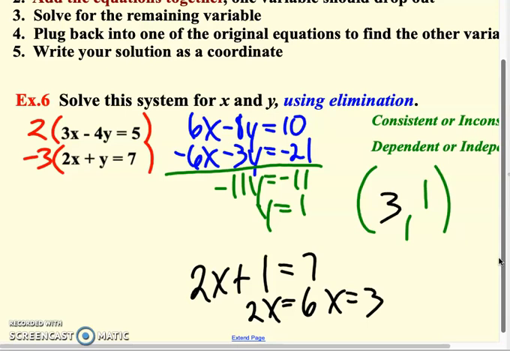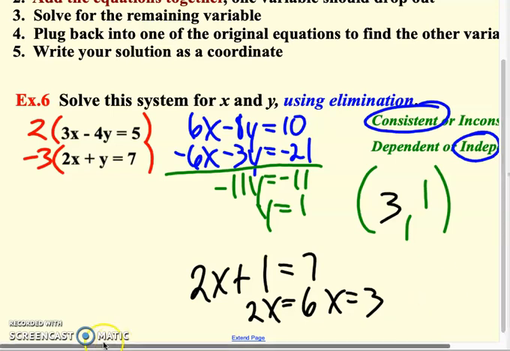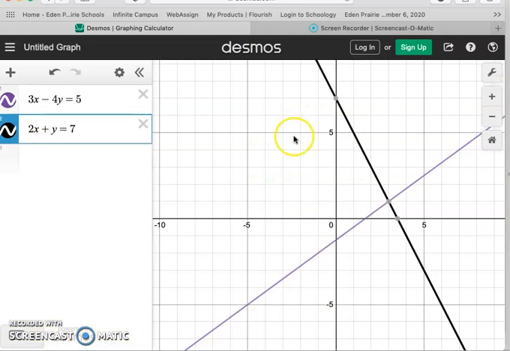I'm getting a solution. Now, the fact that I got a solution means it's consistent. The fact that they were different lines means it's independent. And then I could also go check it out on Desmos and see, and there we go. There's my two equations. And check out my intersection point, 3,1.